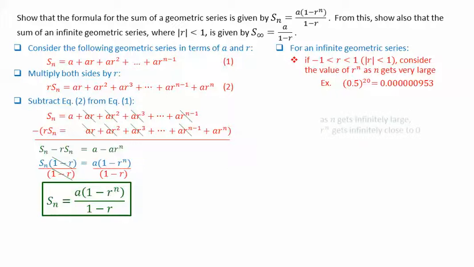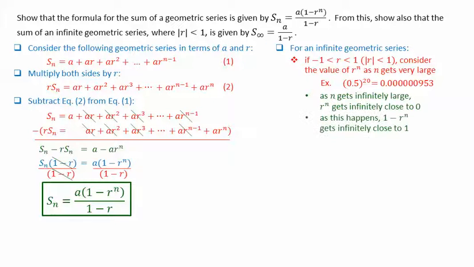0.000000953. So as n gets infinitely large, r to the n gets infinitely close to 0. As this happens, 1 minus r to the n becomes 1 minus 0, so it gets infinitely close to 1. We can then substitute 1 minus r to the n as being 1. This means that the infinite sum is simply going to be a over 1 minus r.